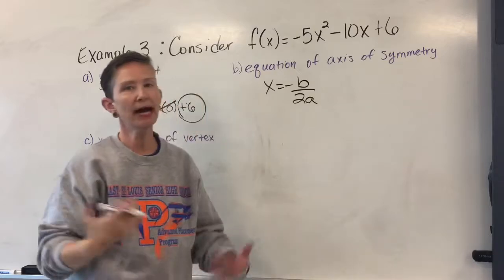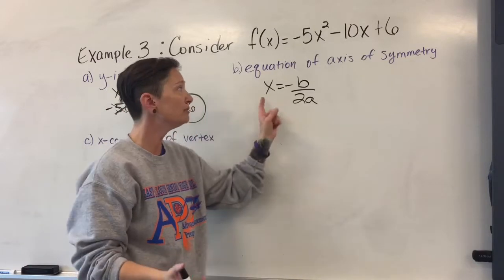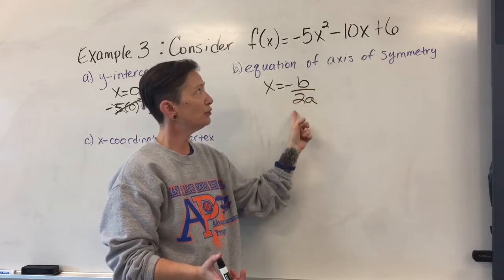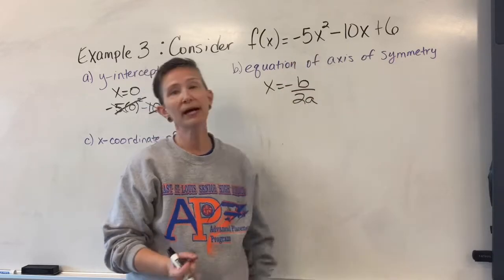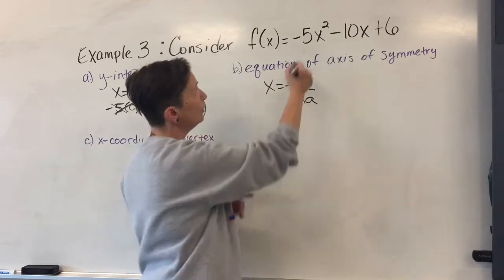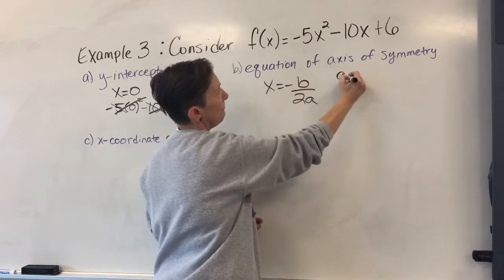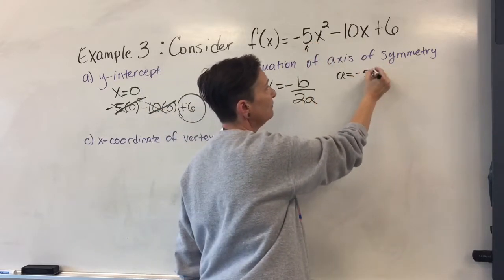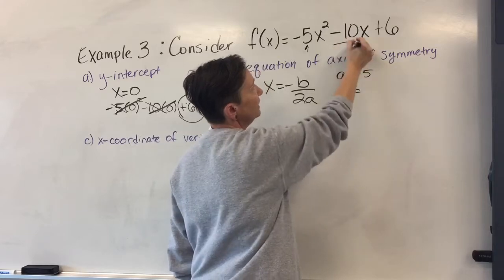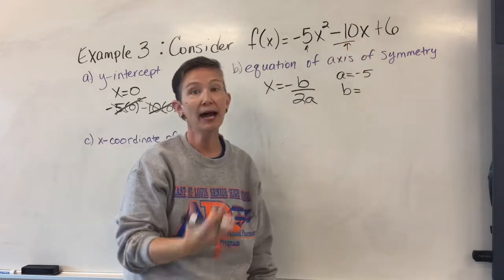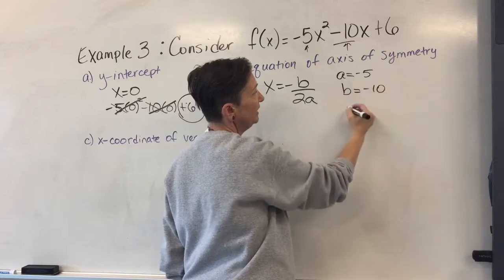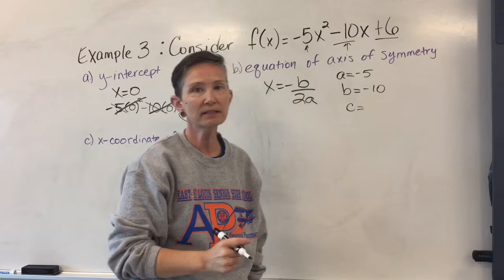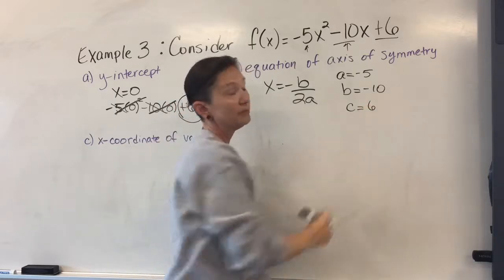So once again, I can calculate my axis of symmetry by using this equation, x equals negative b divided by 2a. So let's figure out what my a, b, and c are from my function. My a is the coefficient on my x squared term, so that's -5. My b is the coefficient on my x term, so that's a -10. And then c, we'll just go ahead and write that down. That's the constant at the end of the function, so that's a positive 6.